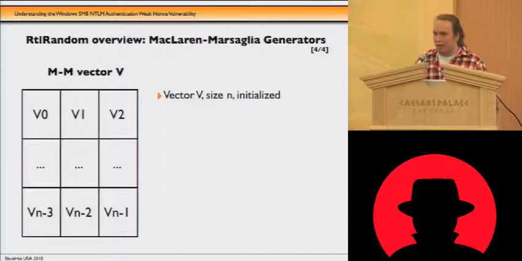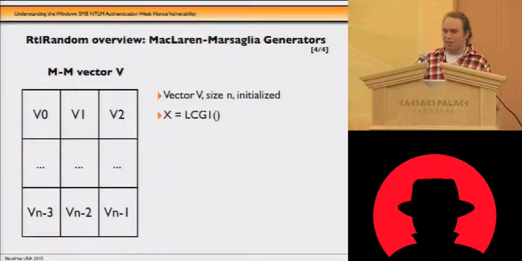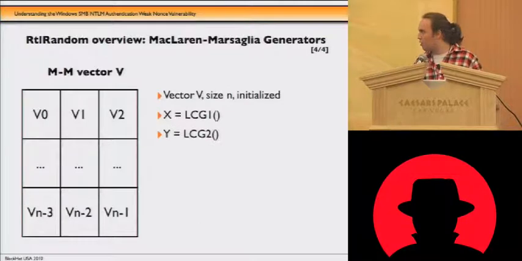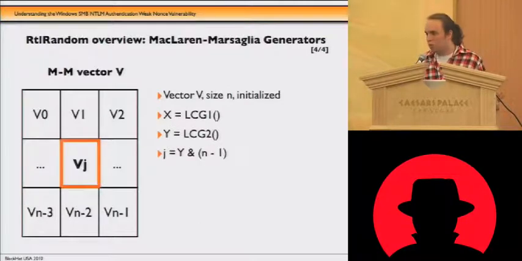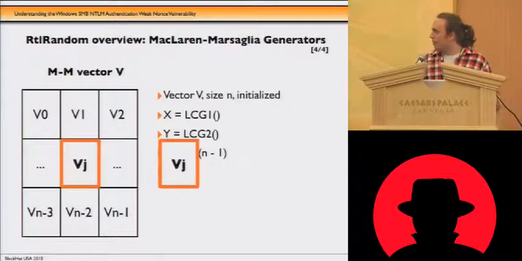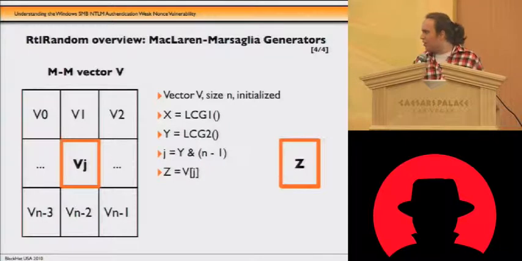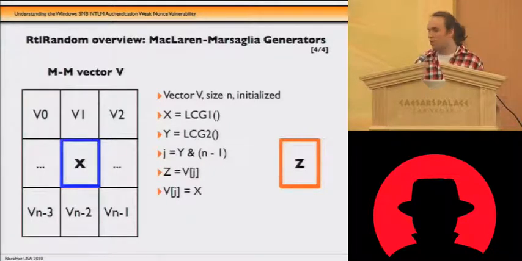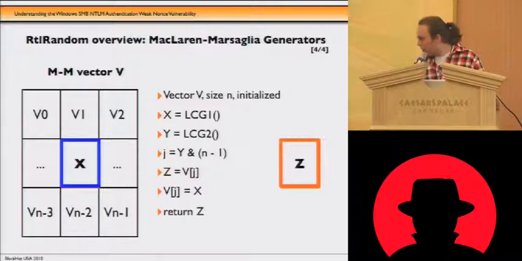Well, I have a little demo of what's happening inside there. We have the vector with n size length, which is initialized. First, we'll call the first LCG, then the second LCG. Based on the output of the second LCG, we'll create an index to use to address values in the table. We'll fetch a value at the index created, and we'll store a new value, which was created with the first LCG, and return the previously fetched value.